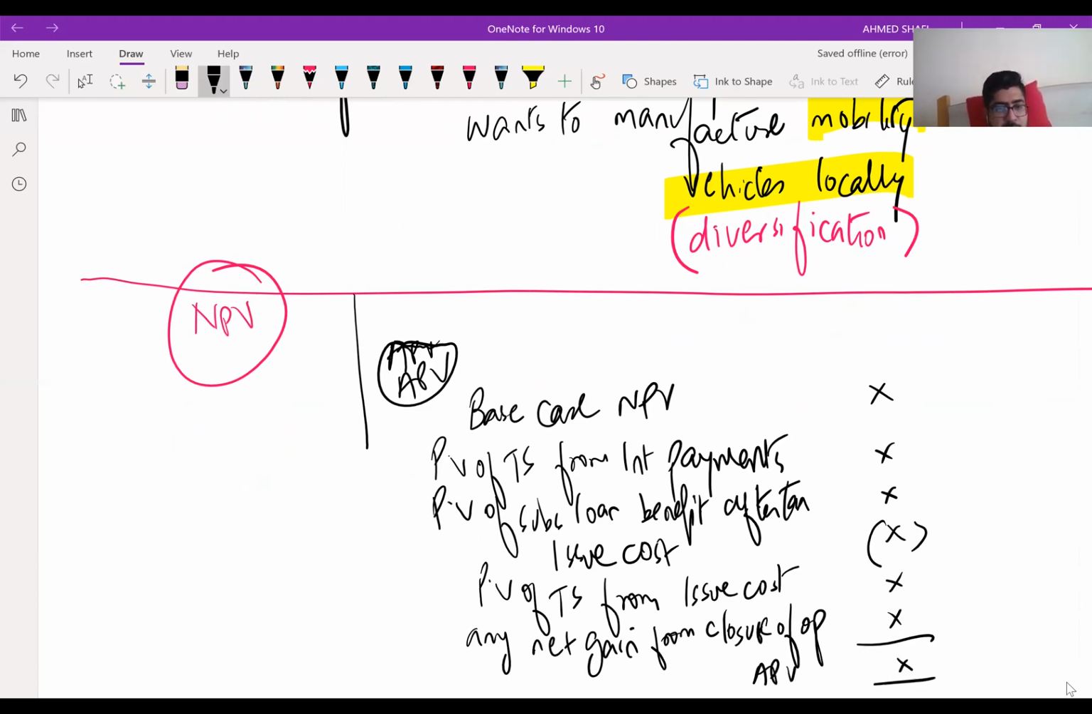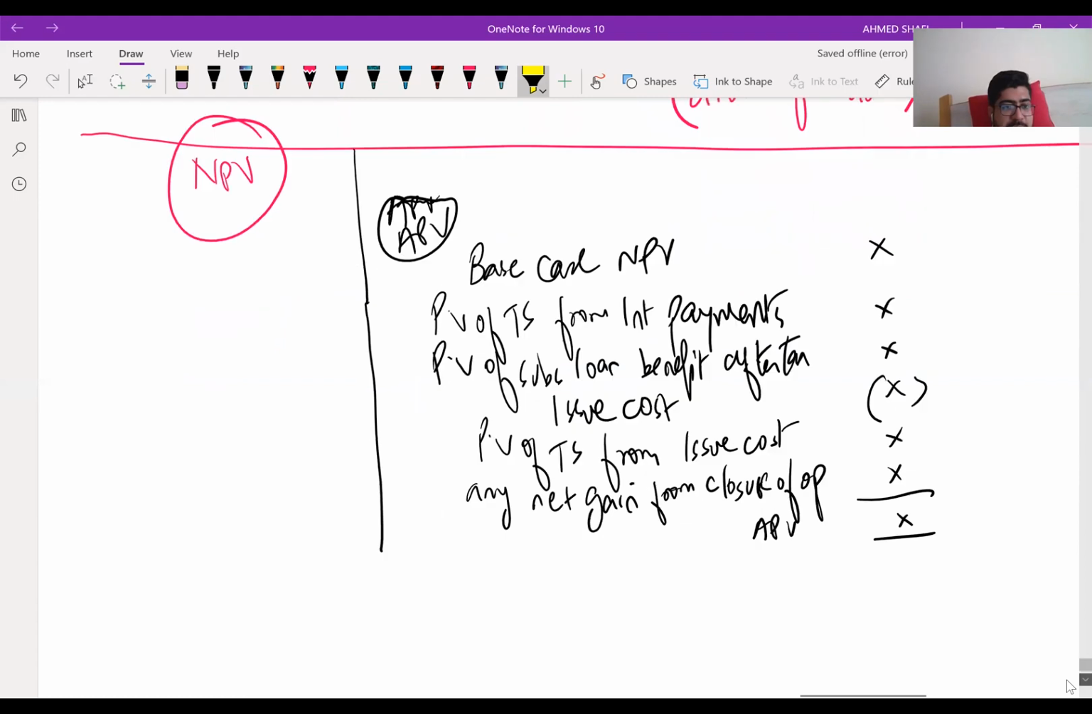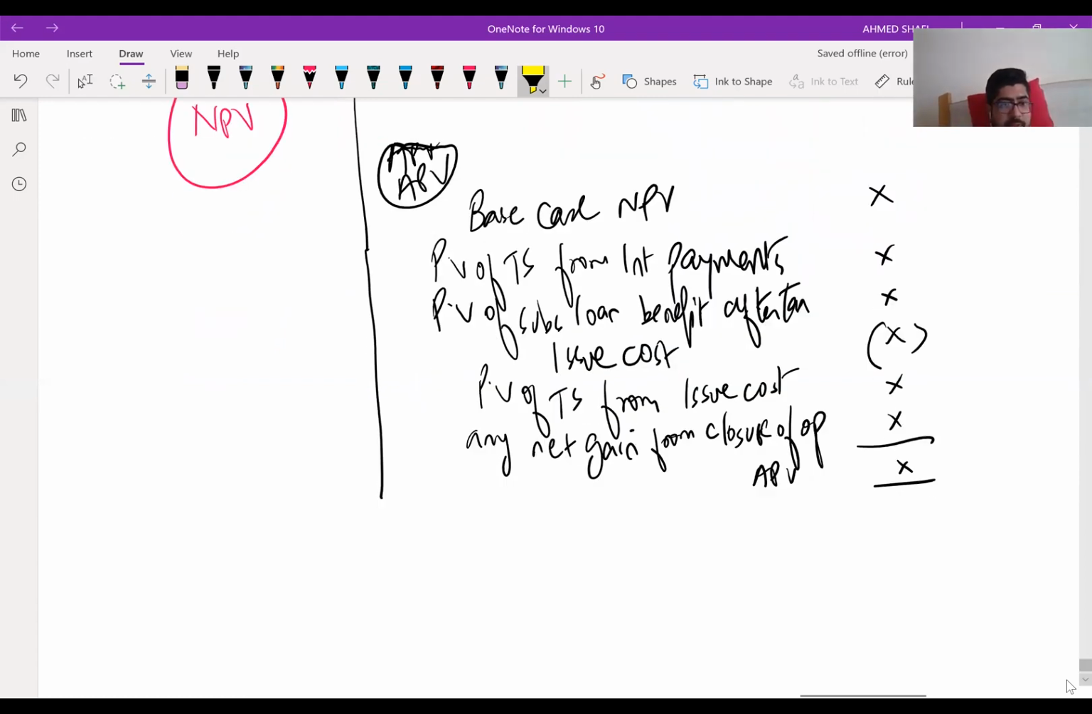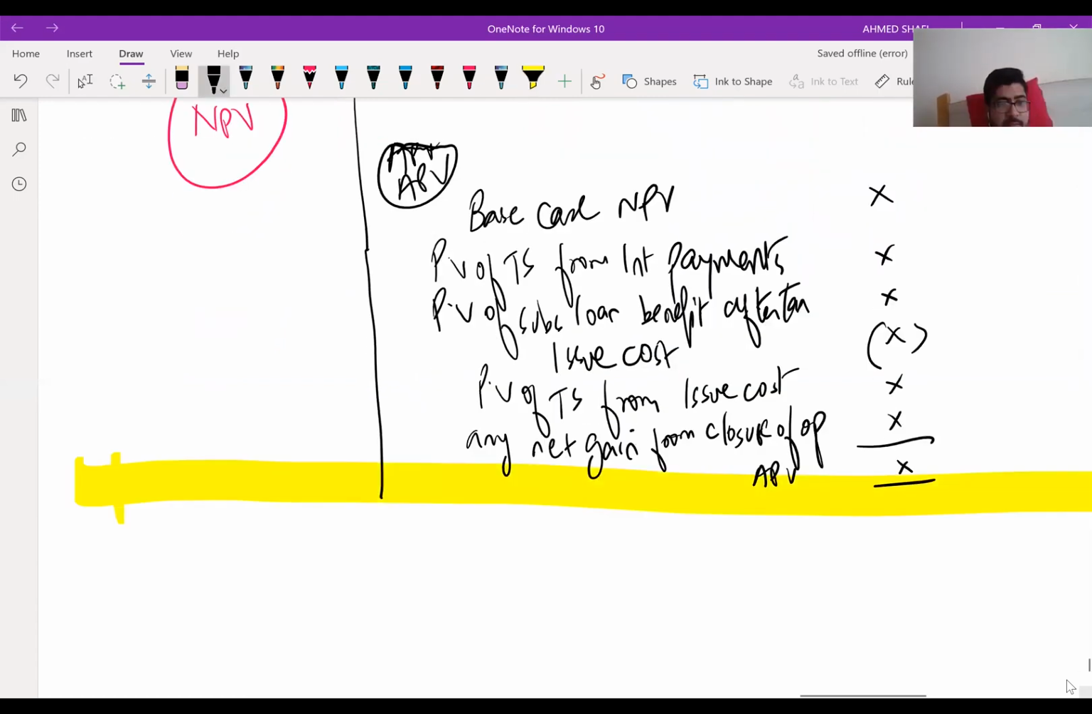Okay, so to deal with all of this stuff, the first thing we need to find is base case NPV, and that is what we are going to calculate in today's session. Other items we will be discussing in next session. So my first target is to find the base case NPV.